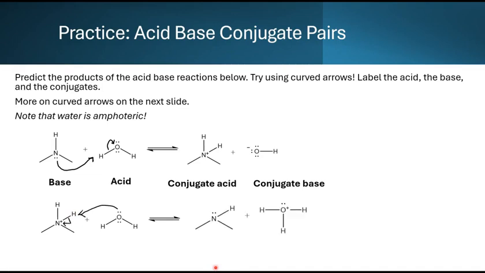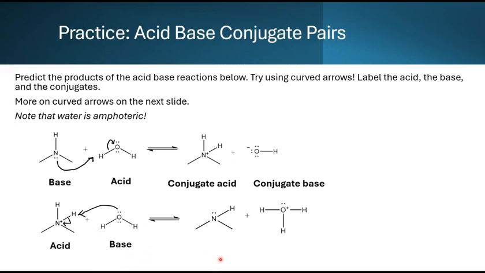Next, we want to draw our products. Our products are going to be the deprotonated species here, and we're going to have hydronium here. Let's label our acid, base, and the conjugates. Since the first species was the H plus donor, this must be the acid, and since water is accepting it, this must be the base.